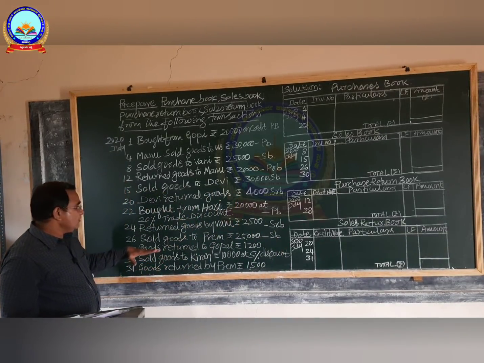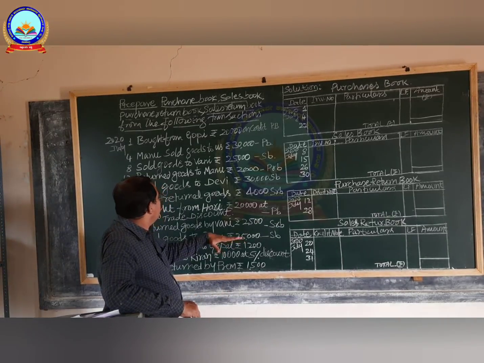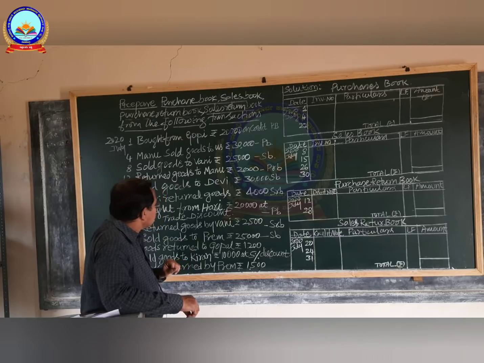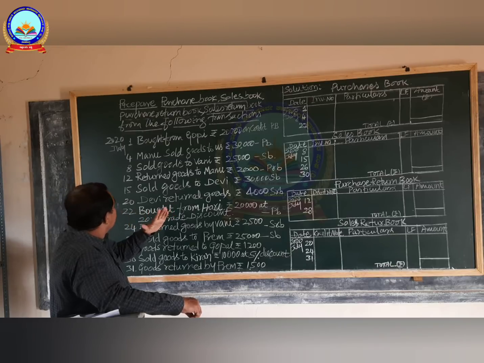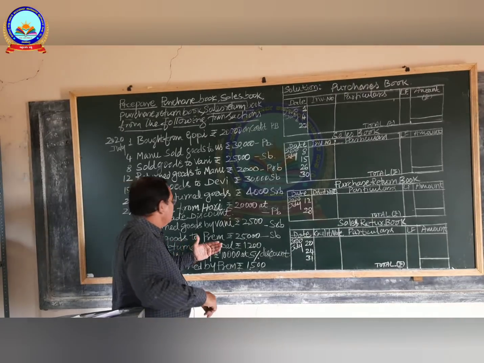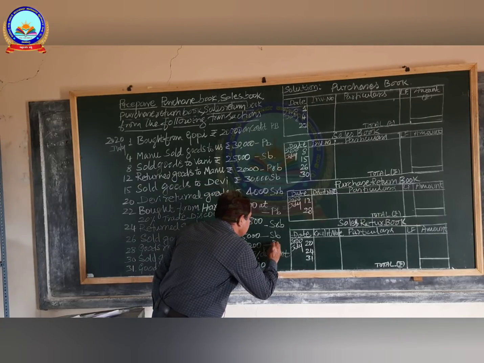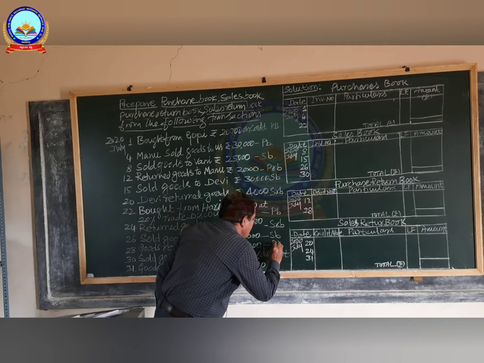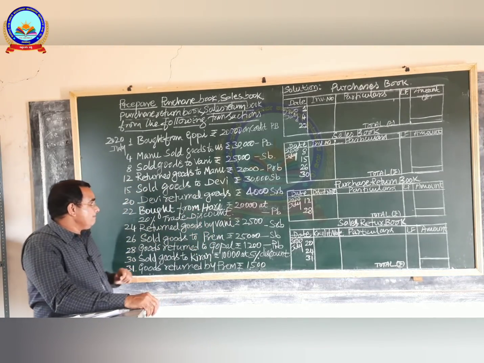On 28th, goods returned to Gopal. Here, we had purchased goods from Gopal. Those goods are going to be returned to Gopal, rupees 1,200. It should be entered in the purchases returns book.